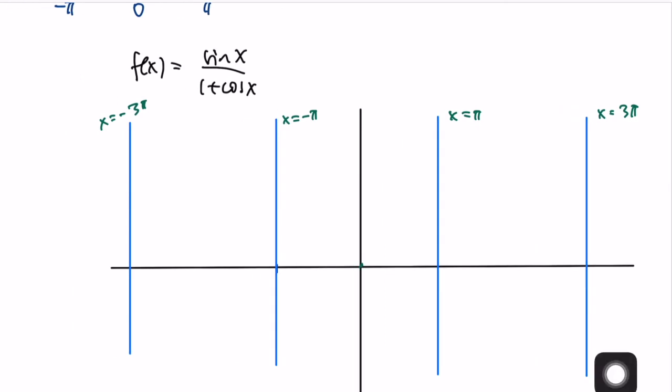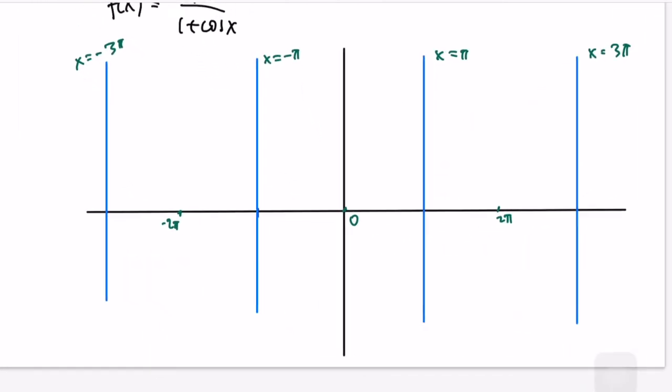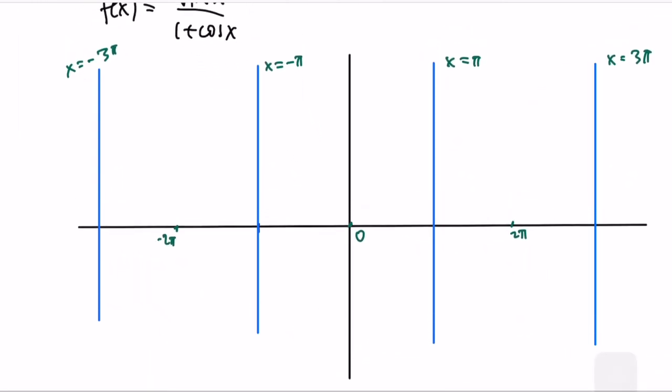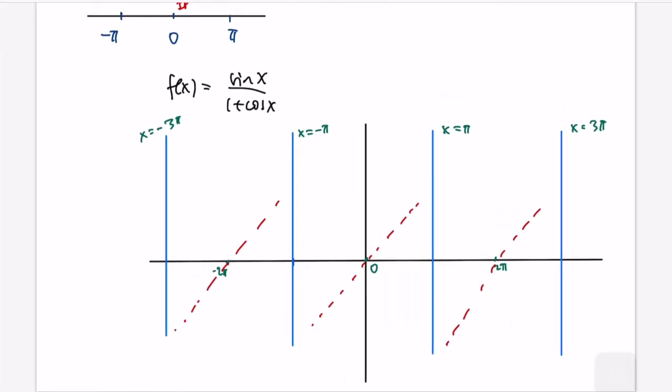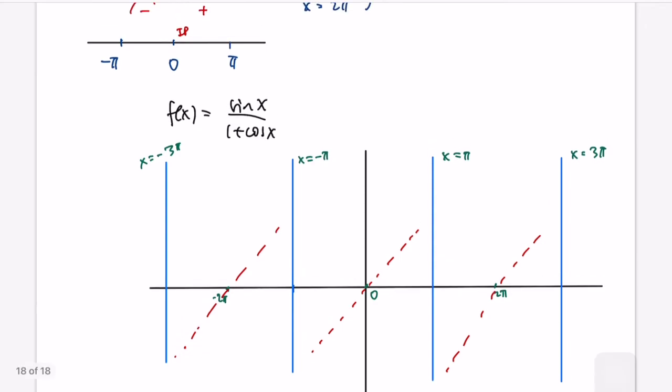So this is 0, this is -2π, this is positive 2π. Okay, so here we go. It should have a positive slope. Let me draw a positive slope like that. This also has a positive slope, and this also has a similar notion. And then we can draw the graph.